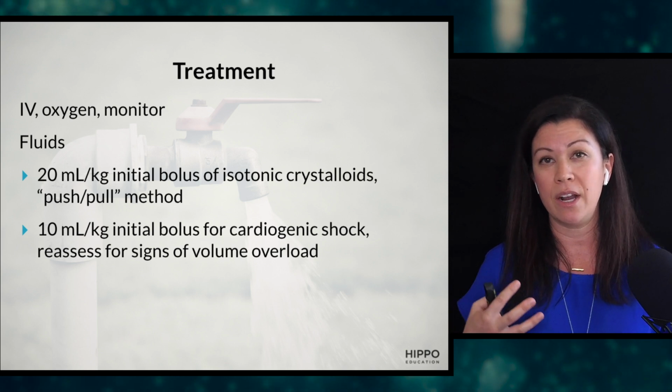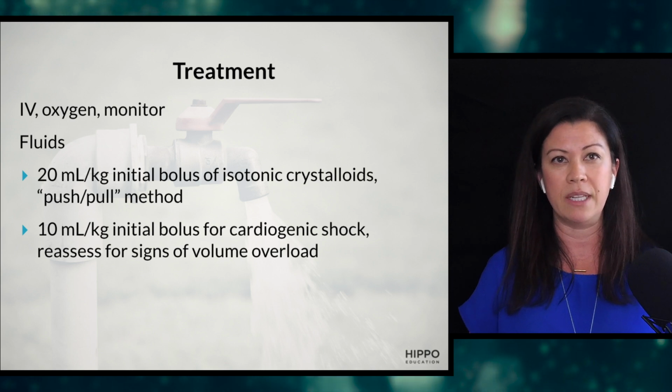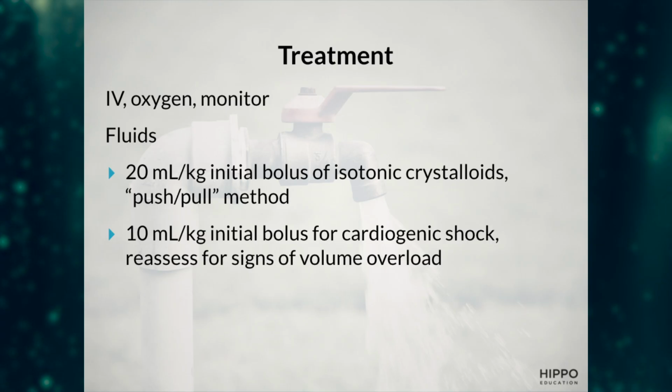Now, if you think this is cardiogenic or you're starting to see signs of fluid overload, then you want to back that down a bit, right? To like 10 cc's per kilo. But initially, giving a 20 cc per kilo bolus is fine. And you can repeat that up to 60 cc's per kilo before you move on to pressors.